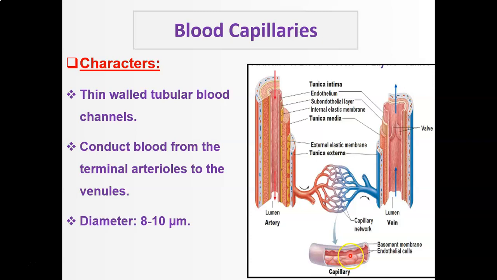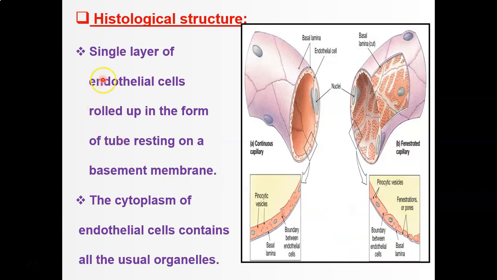Let's investigate and examine the wall of the capillary under the microscope. Histologically, it is formed of a single layer of endothelial cells rolled up to form a tube. The tube rests on the basement membrane. Look at this basement membrane.